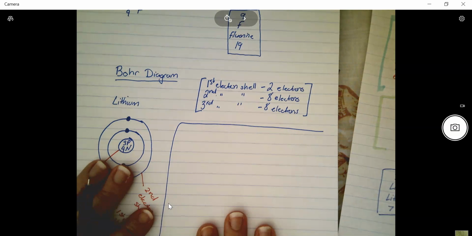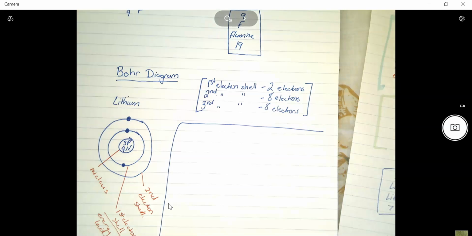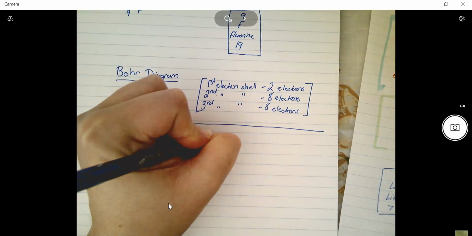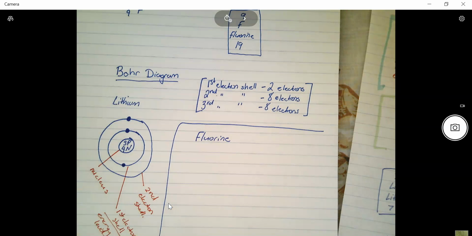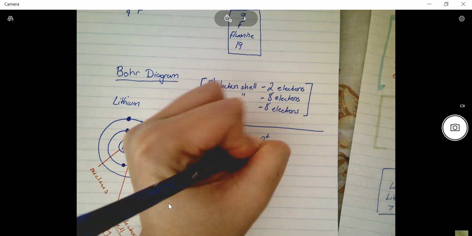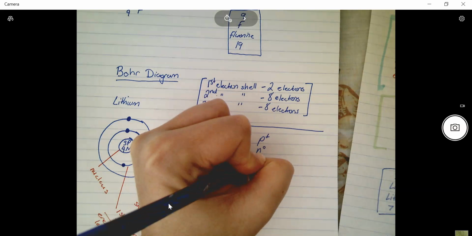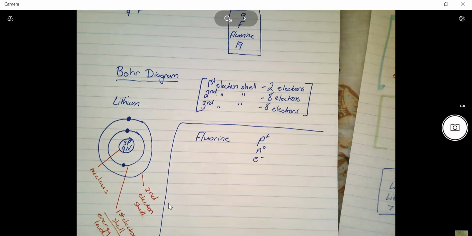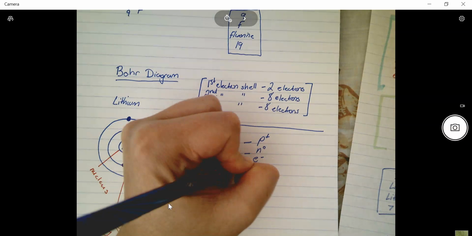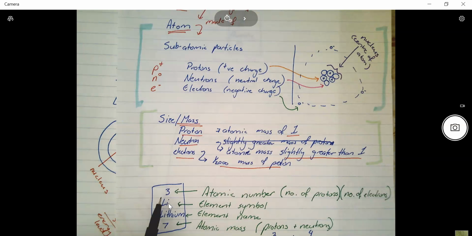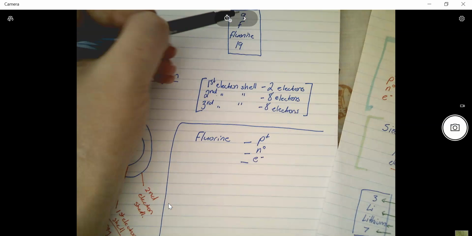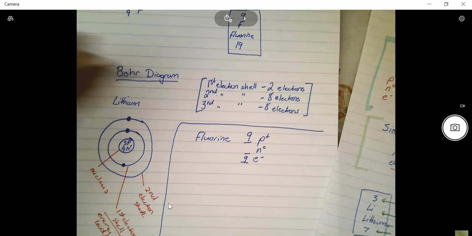Let's have a look now at fluorine. Okay. So fluorine, whenever I draw a Bohr diagram, I just need to first figure out how many neutrons, protons, and electrons are in fluorine. Well, we know the number at the top is our atomic number, and it tells us the number of protons. It also tells us the number of electrons. So fluorine has an atomic number of 9, so that means it has 9 protons and 9 electrons.